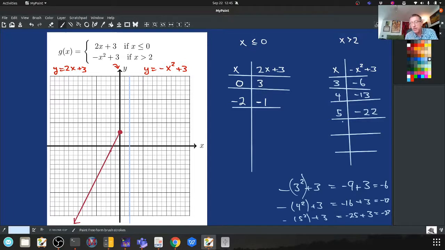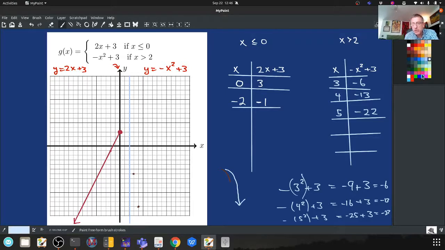I don't think we're going to be able to plot this last one, but we'll try. So 3 and minus 6 is right down there. 4 and minus 13 is right there. And that's all we have. So all you have to know is that this is going to be a parabola. It's going to be an inverted parabola. It's going to be hard to plot given what I have.